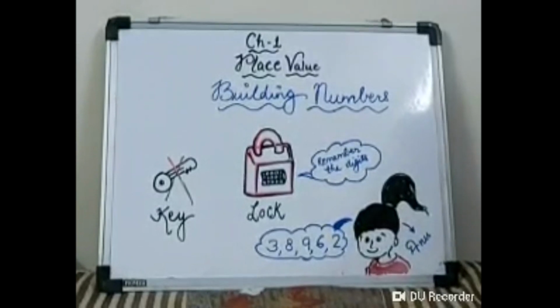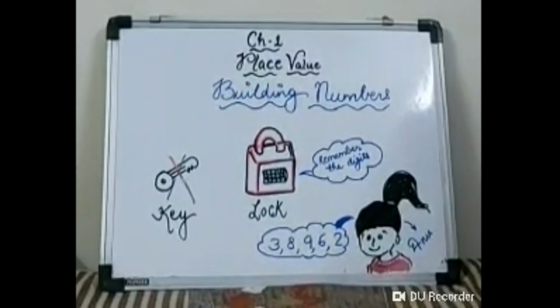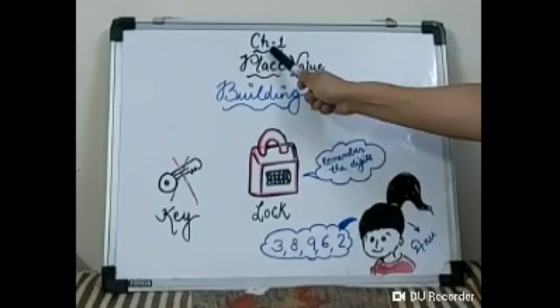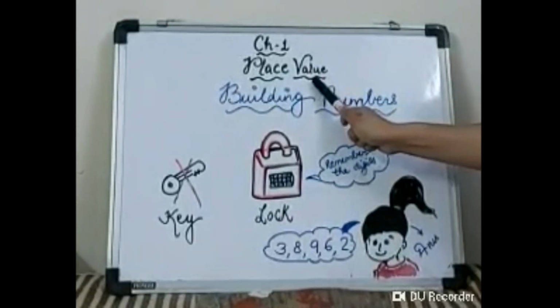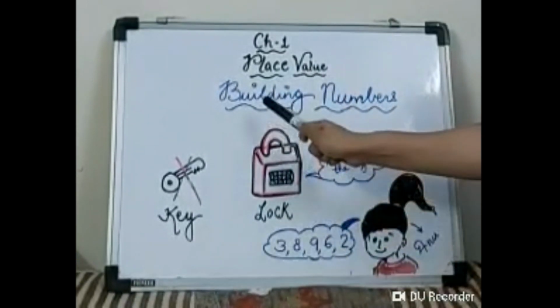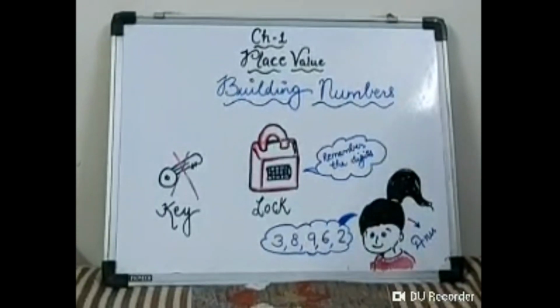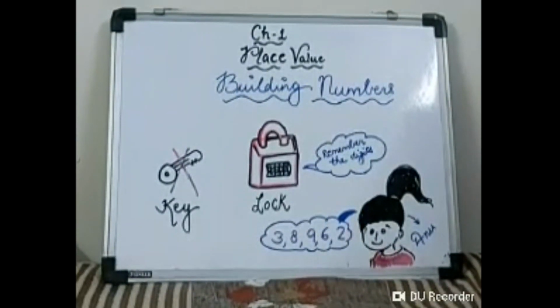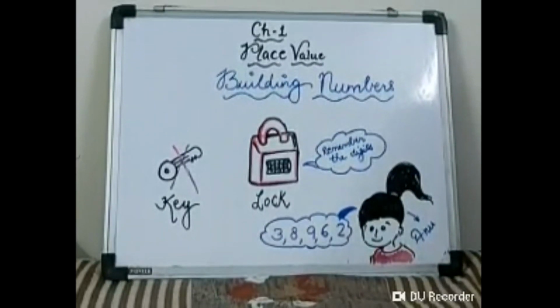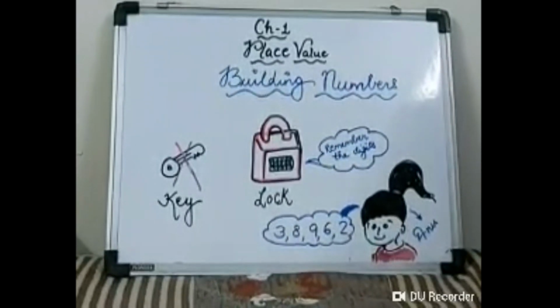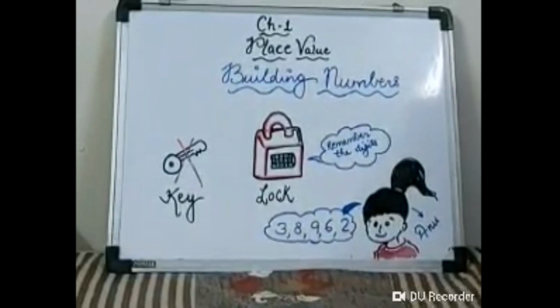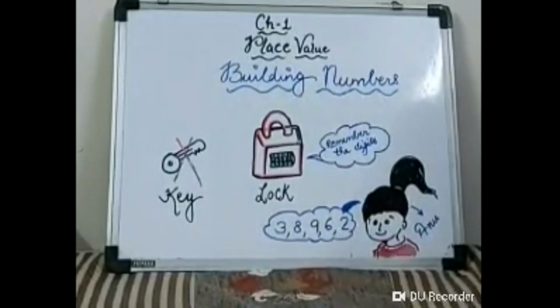Today we are going to study the next topic of our chapter 1, place value. The name of the topic is building numbers. Children, in our previous topic we studied about ascending and descending order. Now, moving forward, we will talk about how to build numbers.